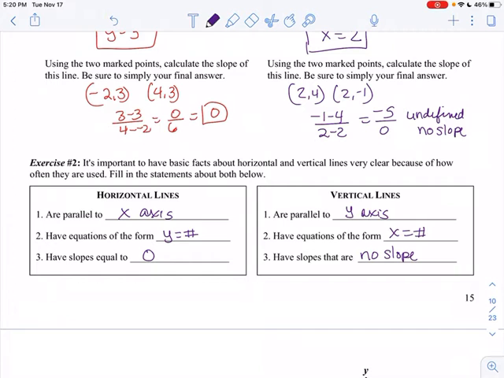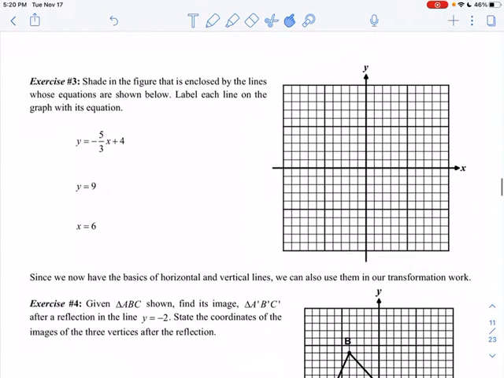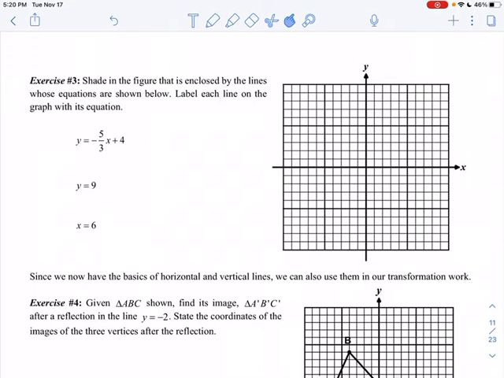Let's graph some lines, and it's actually going to form a triangle for us. Shade in the figure that's enclosed by the lines whose equations are shown below. Label each line on the graph with its equation. So y equals -5/3 x plus 4. The slope is -5/3. The y-intercept is 4. So it's a nice, easy one to graph.